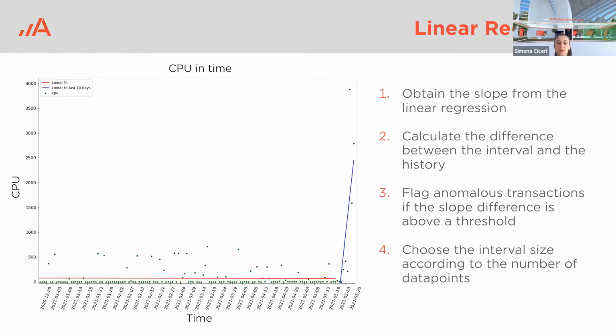To find anomalous transactions, the algorithm first performs linear regression on the two different data sets, the historical and the present one, and obtains the slope of the two lines. In the picture here, you may see the two linear fits, for the historical in red and for the present interval sample in blue. We then calculate the difference between the two slopes and define as anomalous a transaction that has a difference between the two slopes above a certain threshold.